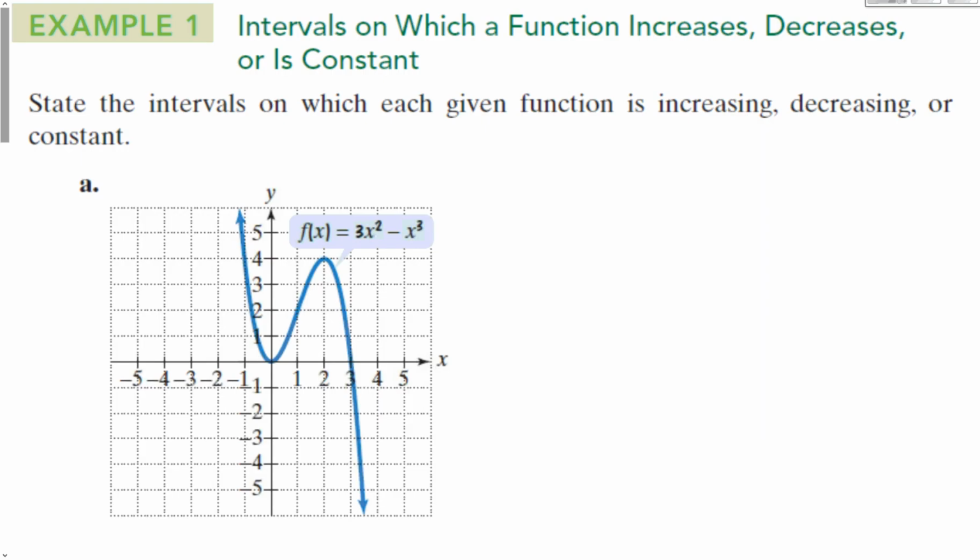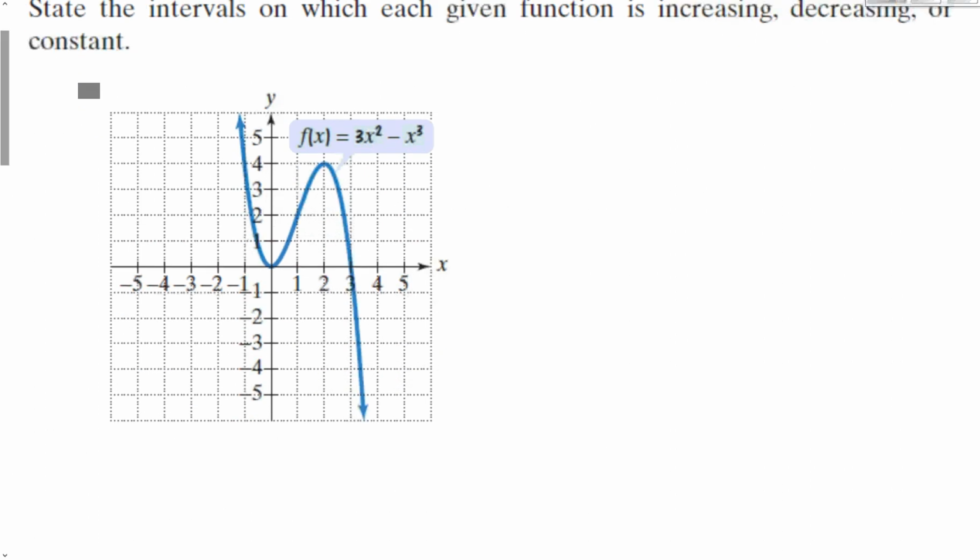Okay? So let's state the intervals on this function where the function is increasing, decreasing, and constant. So where is this function increasing? Well, anywhere as I go left to right, anywhere this graph goes up. So it goes up from there to there.